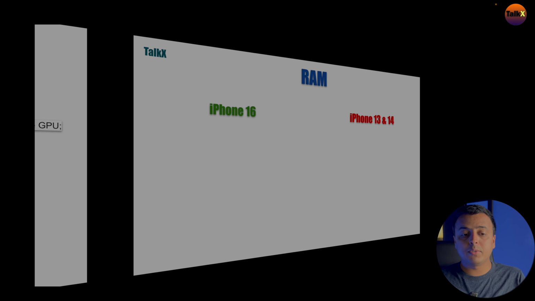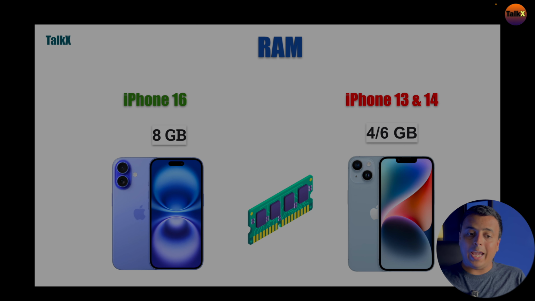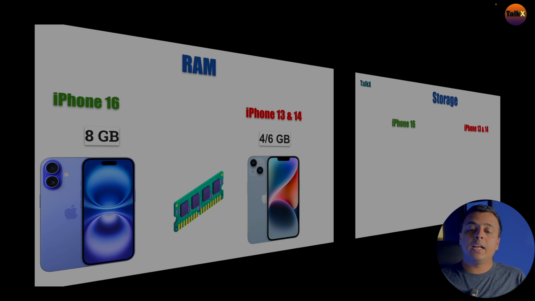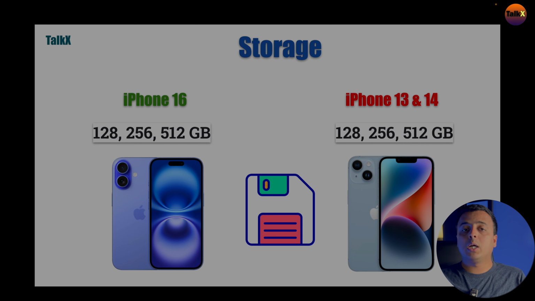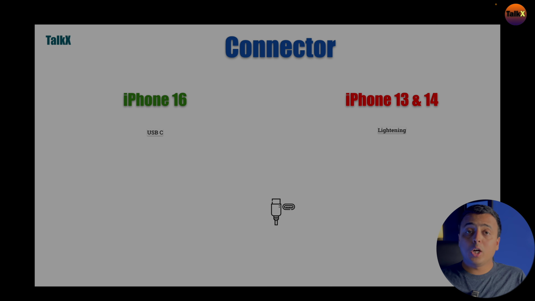Now let's look at the RAM size. iPhone 16 got 8 GB of RAM and iPhone 13 and 14 got 4 and 6 GB respectively. So you can see the difference in the speed of the phone. Now let's talk about storage. All these three phones, 13, 14 and 16, come in the basic versions of 128, 256 and 512 GB. There is no 1 TB version for any of these phones, and no expandable storage. If you run out, you need to either subscribe to iCloud or move your data to some other device.